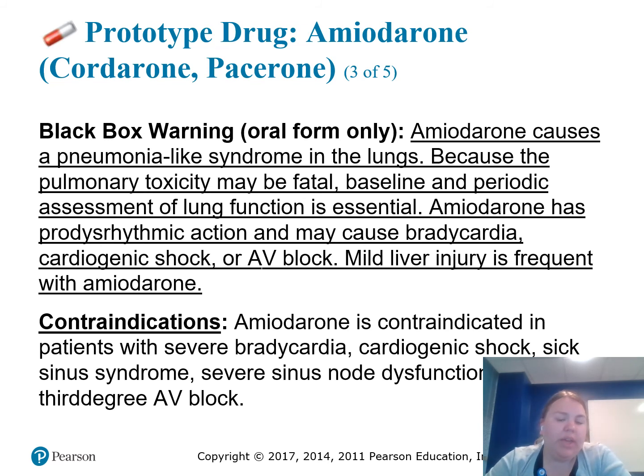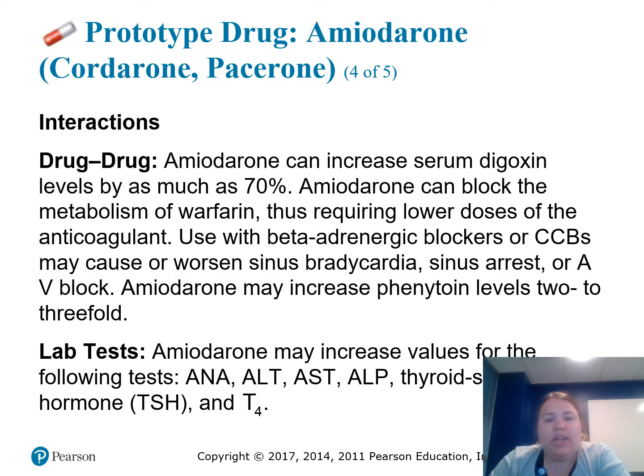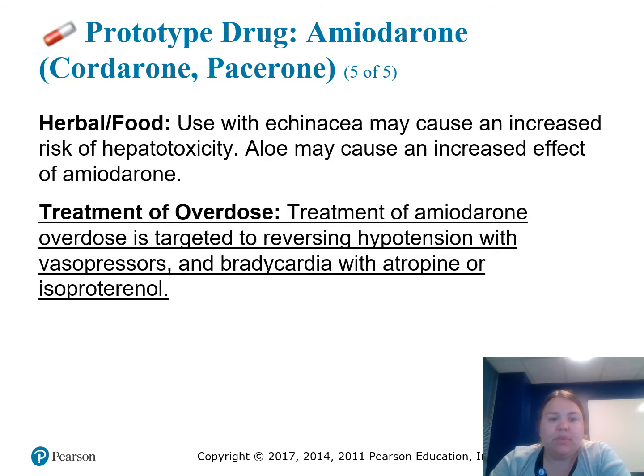So again, amio will cause a pneumonia-like syndrome in the lungs. Okay. The pulmonary toxicity can be pretty fatal, and you need to have a baseline and do a periodic assessment of the lung function. So, contraindications: it is contraindicated in patients with severe bradycardia, cardiogenic shock, which we'll talk a little bit more about next week. And then drug to drug: if someone is taking amio and they're taking DIG, amio can actually increase the serum DIG levels up to 70%. It's a lot. It can also block the metabolism of warfarin, requiring lower doses of the anticoagulant. And then the treatment of amio overdose is really targeting reversing the hypotension with vasopressors and atropine for bradycardia.